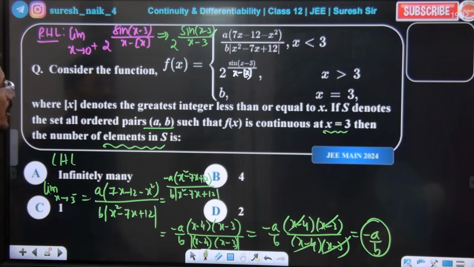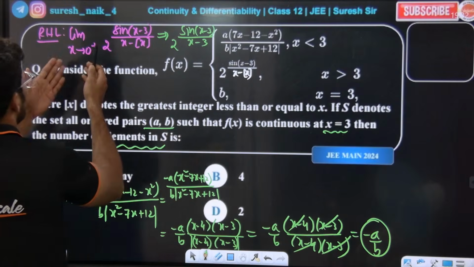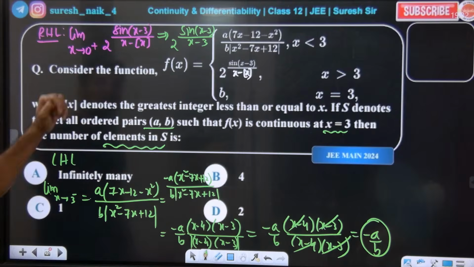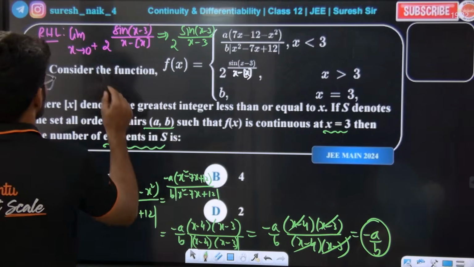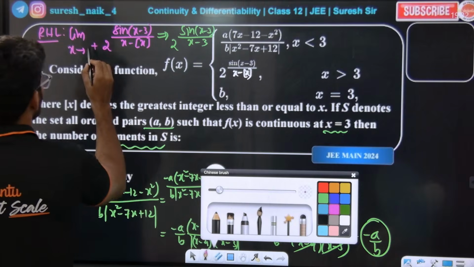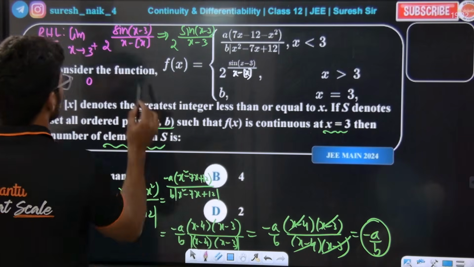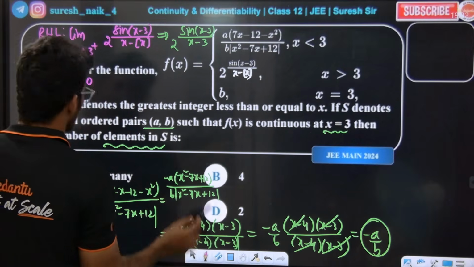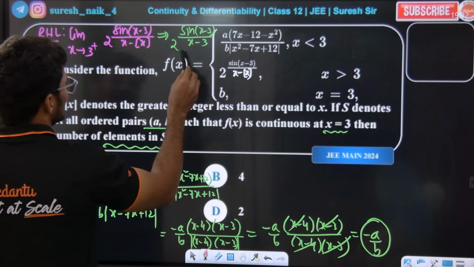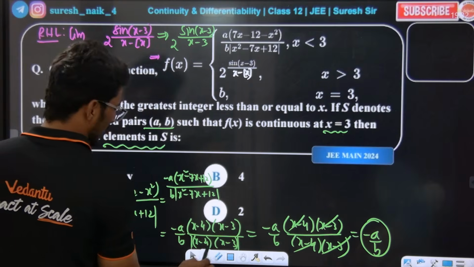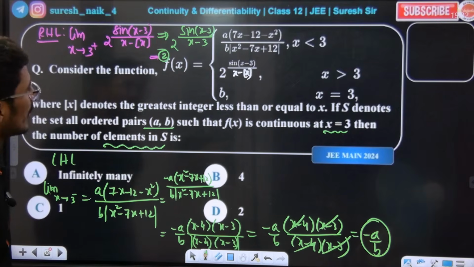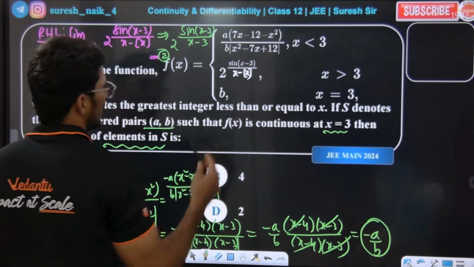Hope everybody is getting the point. Obviously x minus 3, when x tending towards 0 plus, so 3 plus. Then sin x by x is 1 only. So RHL is going to be 1, 2 power of 1, which is 2. Are you getting the point? At x is equal to 3, the function is defined.